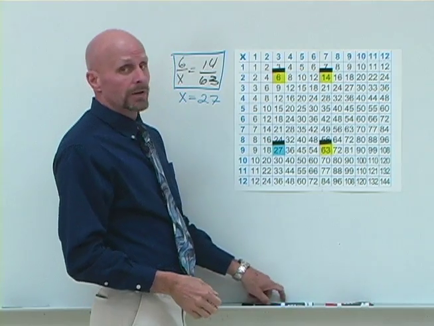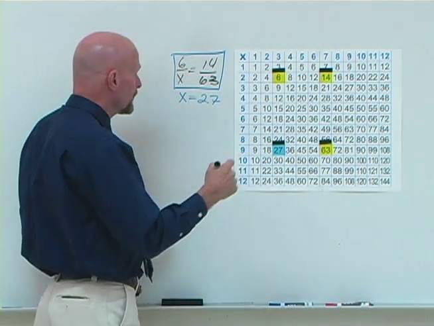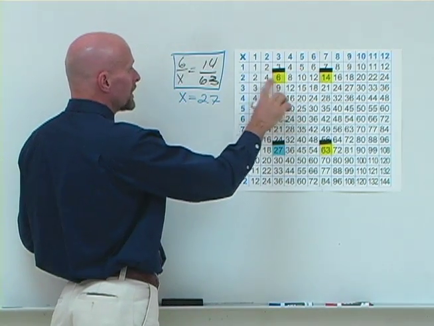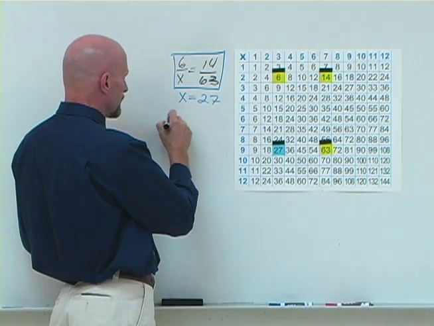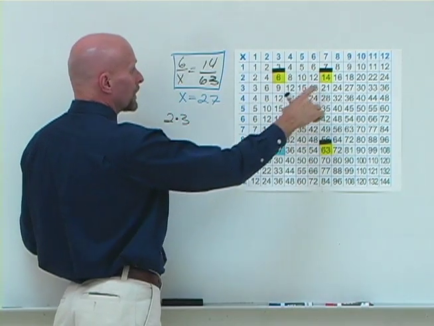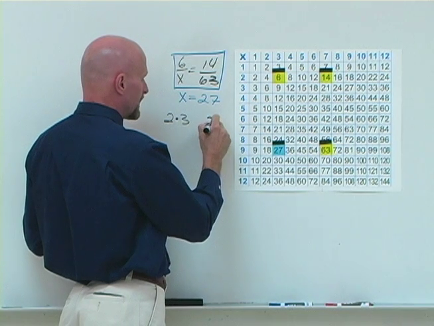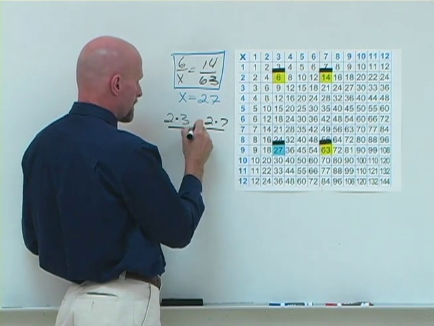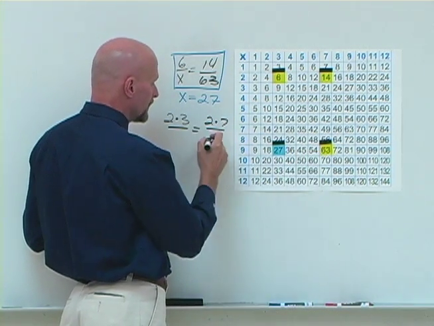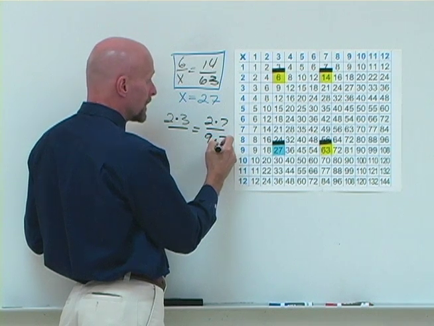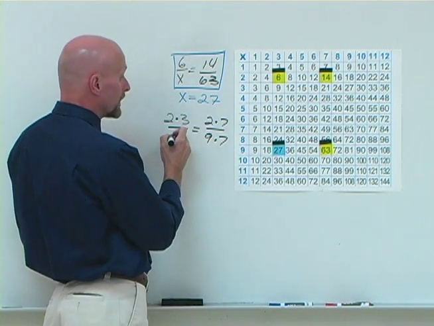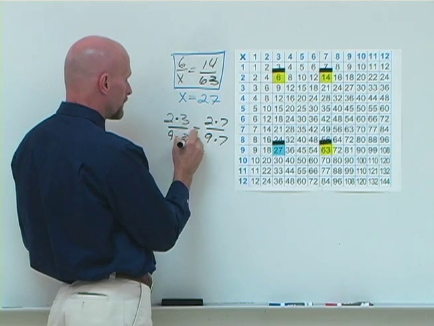I say, well, of course it always works. It's not rocket science, because what is that 6? That 6 is a 2 times a 3. And what is the 14? It's a 2 times a 7. And what is the 63? It's a 9 times a 7. And what is a 27? Why, it's simply a 9 times a 3.